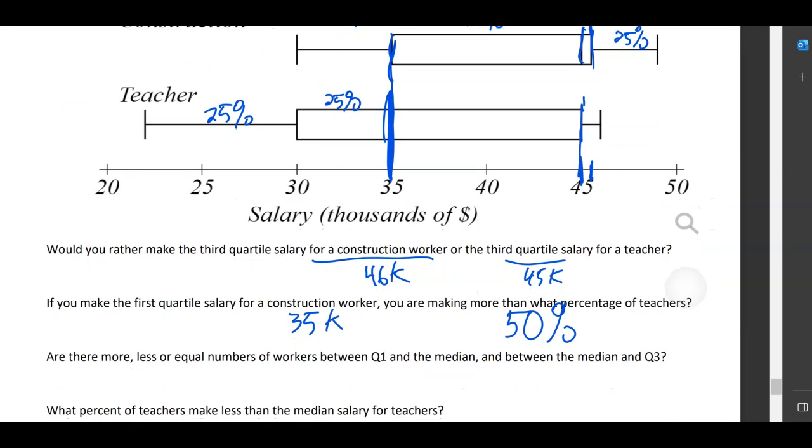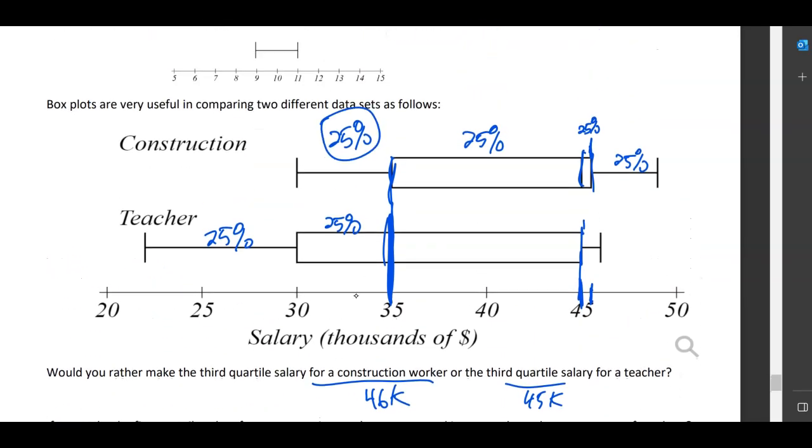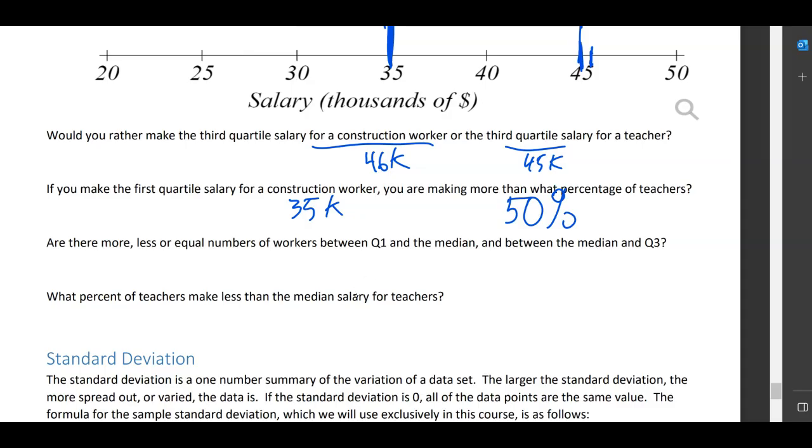Are there more, less, or equal numbers of workers between Q1 and the median, and the median and Q3? Q1 and the median is this number. Median and Q3 is this number. There's an equal number of people in these quartiles. Even though the box itself might be really skinny, it still represents 25% of the population. Equal numbers. What percent of teachers make less than the median? Well, half of them. There's always half of the people that are less than average or greater than average if the average is the median.